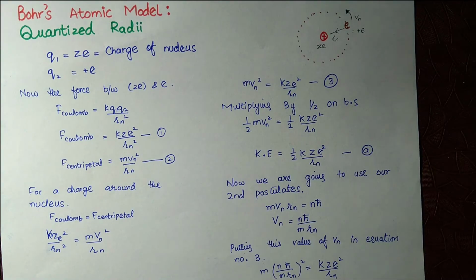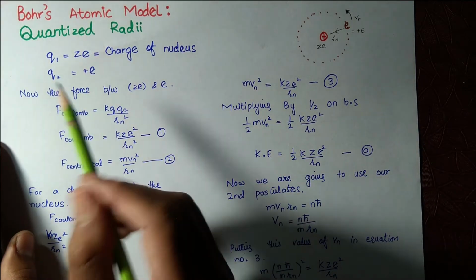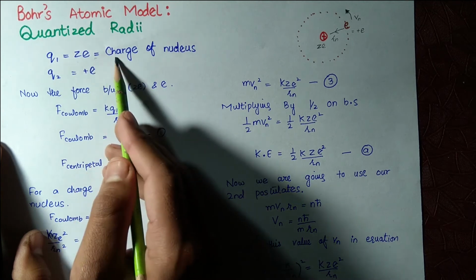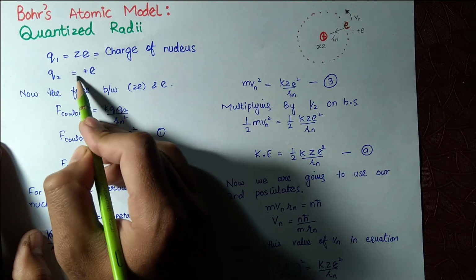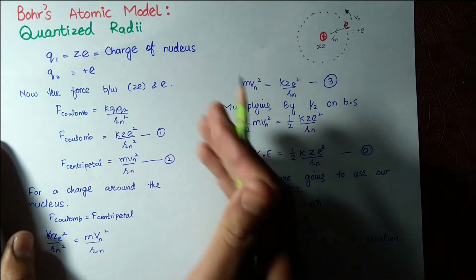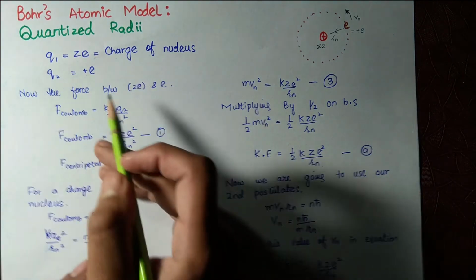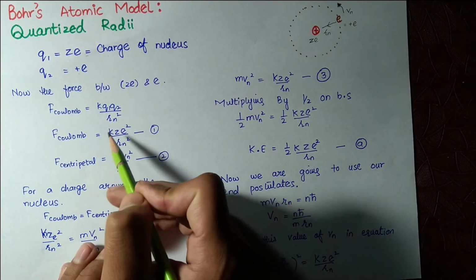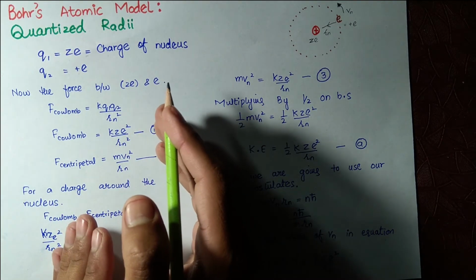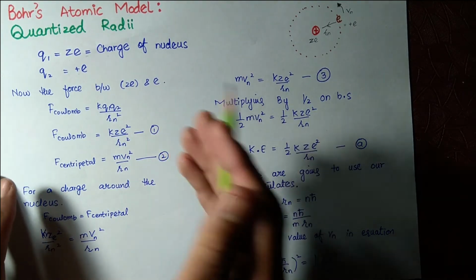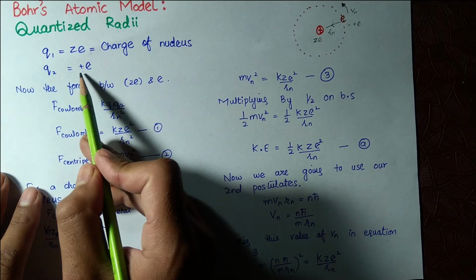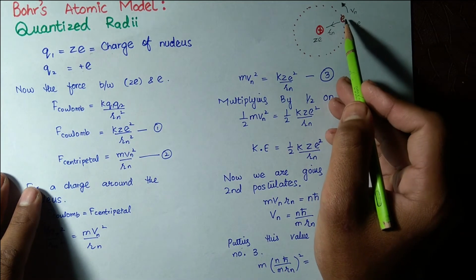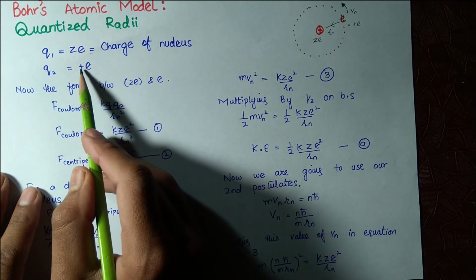So let's move on. We say that Q1 is equal to Ze, the charge of the nucleus. Q2 is equal to positive e. Now because we are talking about the interaction and the force, we are not considering the negative sign. When we talk about the potential, we will say that it contains a negative sign. For simplicity, we are considering that the charge on the electron is positive, neglecting the negative term.